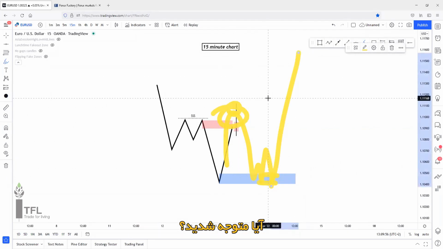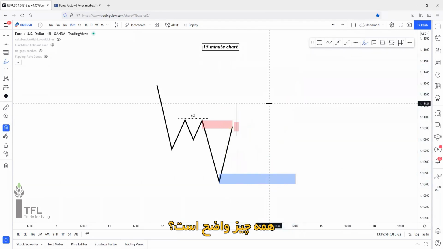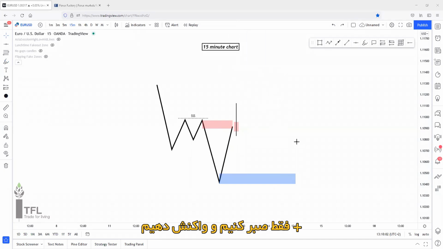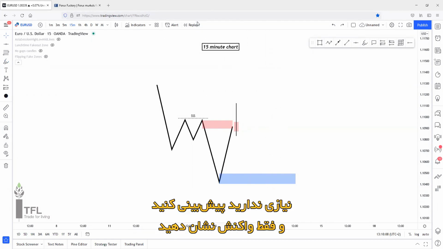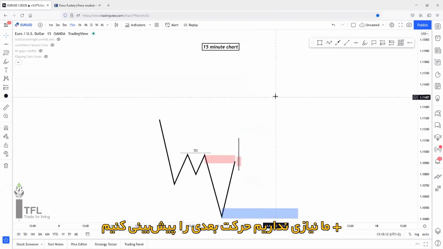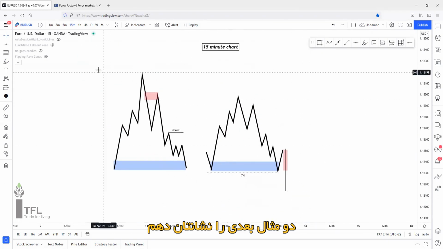Is it understandable yet? Everything is clear? Yes. Oh, nice. Got it. We only wait and after react. Exactly. You don't have to predict, you just have to react. Don't predict what's the next move. Let me just show you the next two examples.